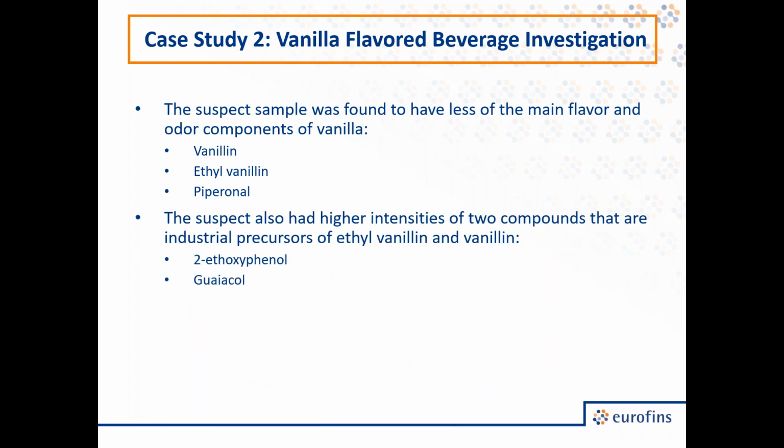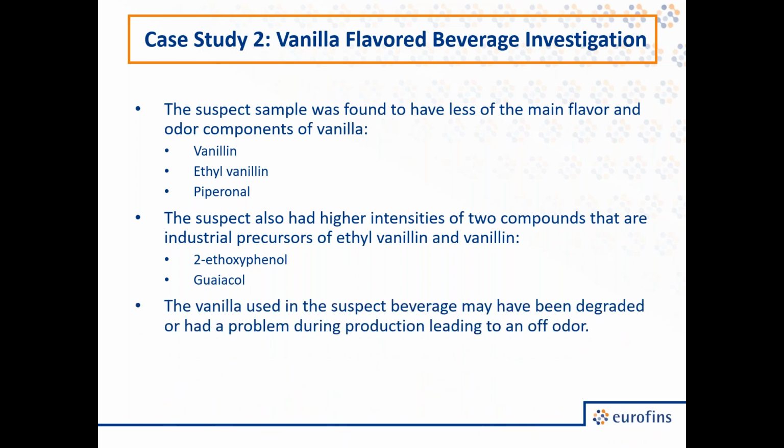The other two elements that we identified are actually industrial precursors in the production of vanilla. So these two compounds are precursors that were potentially incompletely reacted. In this case, the vanilla in the suspect beverage may have been degraded, or it may have had a problem during production, which is what led to this off odor. So in this case, we had an ingredient issue.